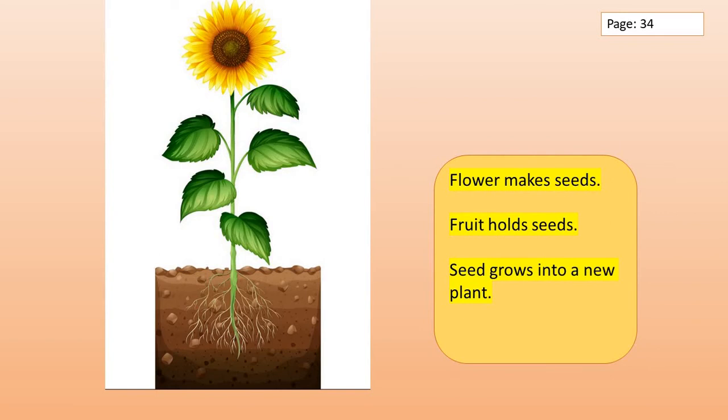What about the flower? What's the function of the flower? Flower makes seeds. Excellent, grade 1. Again with me. Flower makes seeds. Okay, what about the fruit? If the flower makes seeds, the fruit holds them. Excellent, grade 1. The flower makes seeds and the fruit holds them.